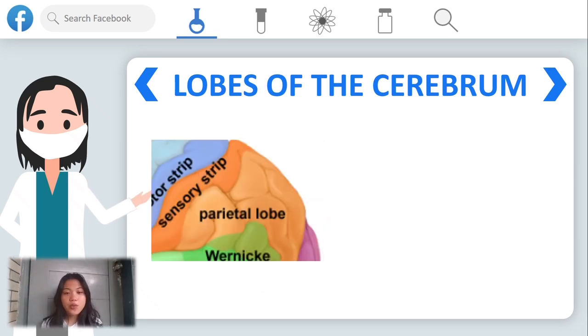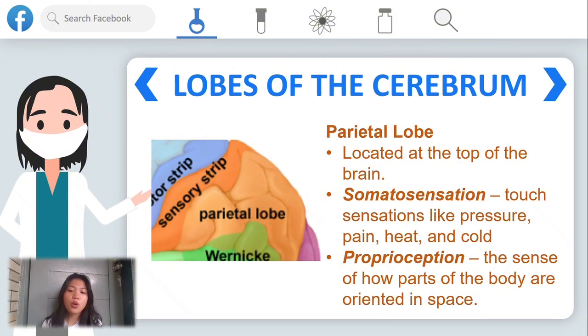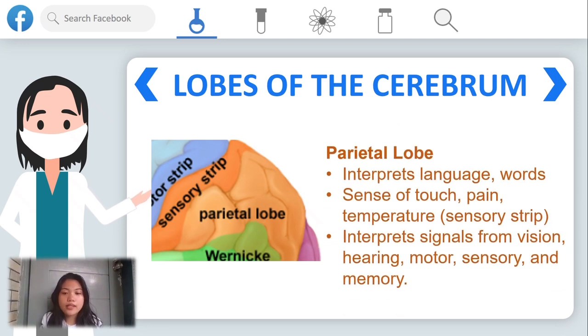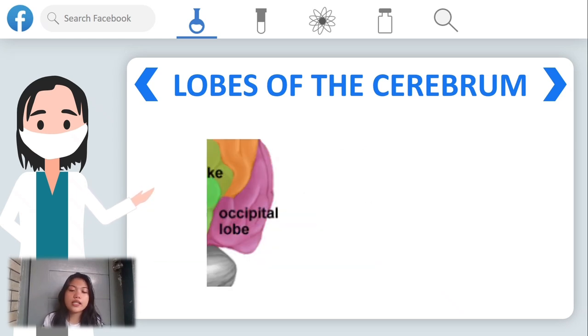Then we have the parietal lobe. It is located at the top of the brain. It has the somatosensation, which is the touch sensation like pressure, pain, heat, and cold. Then the proprioception, the sense of how parts of the body are oriented in place. It interprets language, words, sense of touch, pain and temperature, and interprets signals from vision, hearing, motor, sensory, and memory.